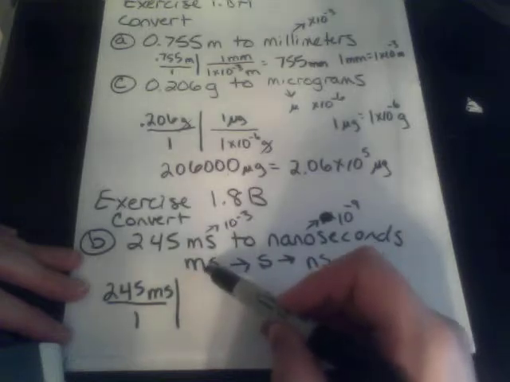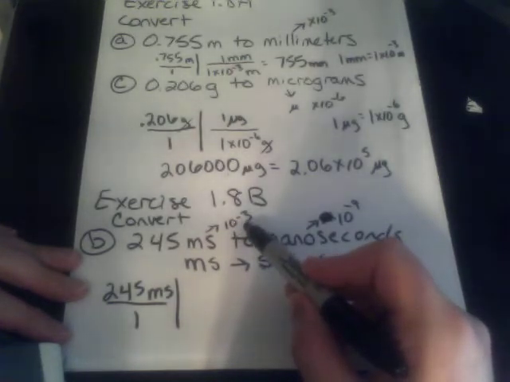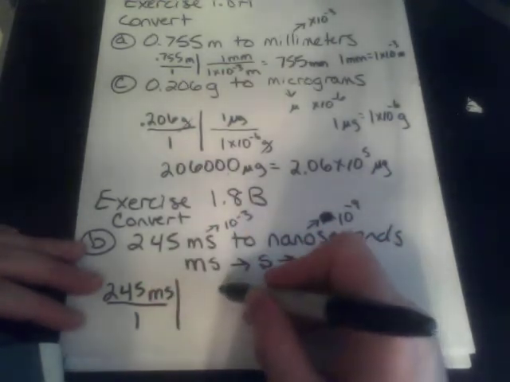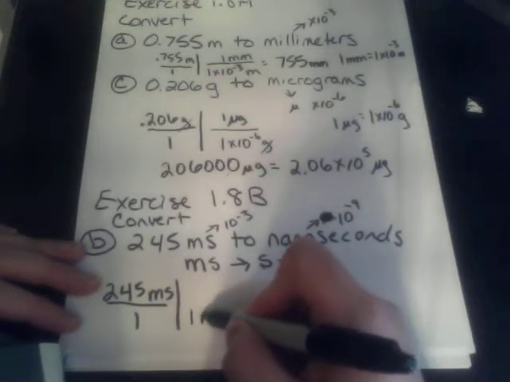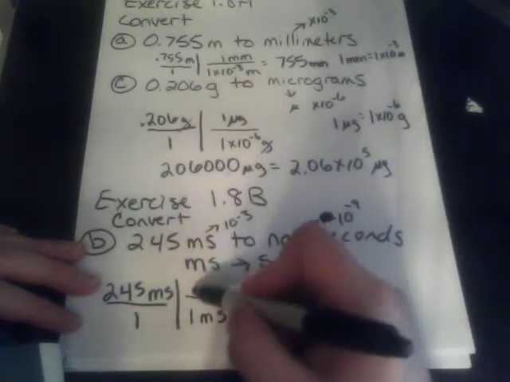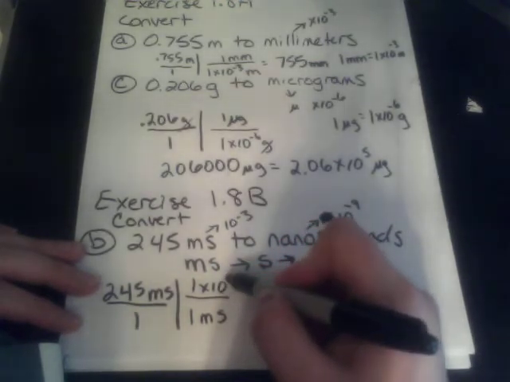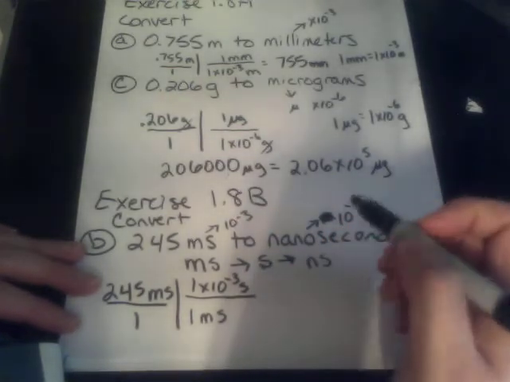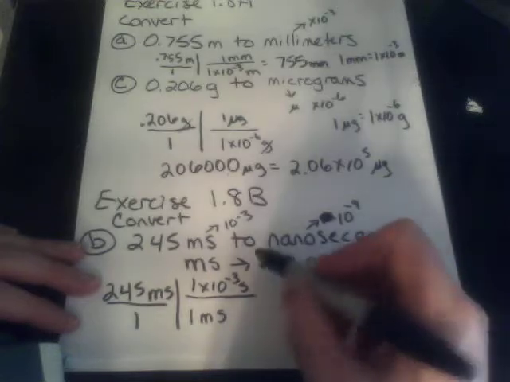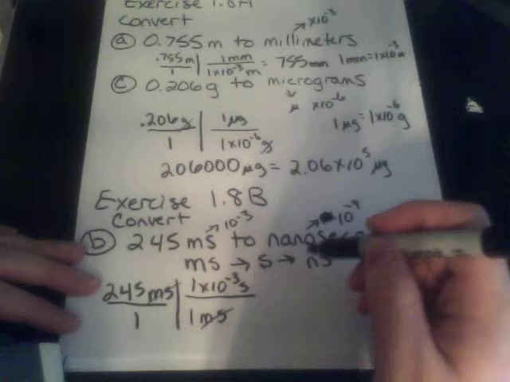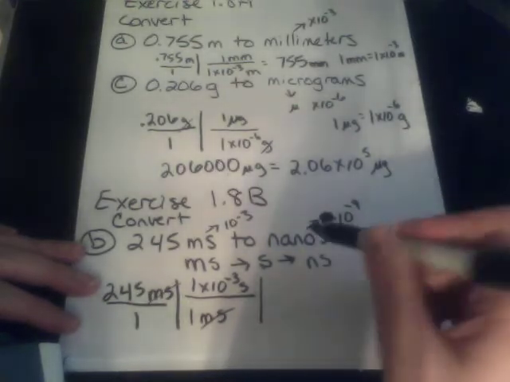So milliseconds, I know that 1 millisecond is the same thing as 10 to the negative 3 seconds. So I need milliseconds on my bottom and seconds on my top. So I know that 1 millisecond is equal to 1 times 10 to the negative 3 seconds. So now I'm in units of seconds because my milliseconds will cancel out. Neat.